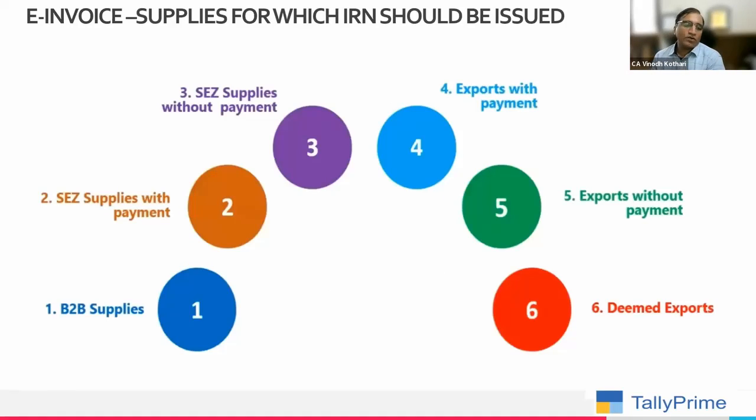So what are these tax invoices? One is your B2B supplies, which I have already explained. Then SEZ supplies with payment. Now, SEZ supplies means what? Your zero rated supply. If you are making a supply to an SEZ, two options are there: you take an LUT, one with payment of tax, second without payment of tax. In both the cases, E-Invoice should be generated. Next is export with payment of tax, and export without payment of tax. Again, in both the cases, you have to generate the E-Invoice. And even in deemed exports, you have to generate the E-Invoice.